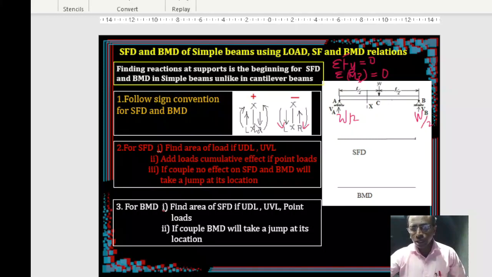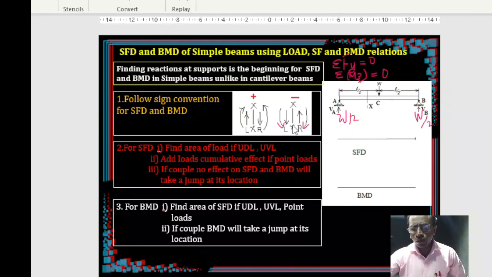Okay. Similarly, when the moment is acting on the right side of you, and if it is in the anti-clockwise direction, then also that is positive. Okay, that point you have to observe.